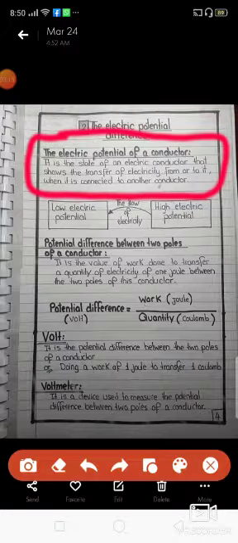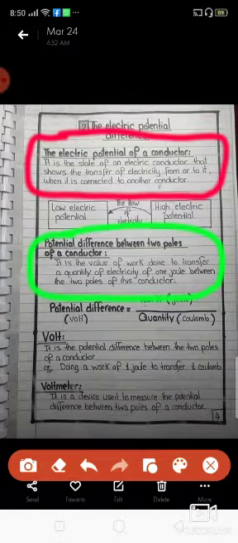From the previous explanation, the potential difference between two poles of a conductor can be defined as the value of work done to transfer a quantity of electricity of 1 coulomb between the two poles of this conductor. What does this mean?